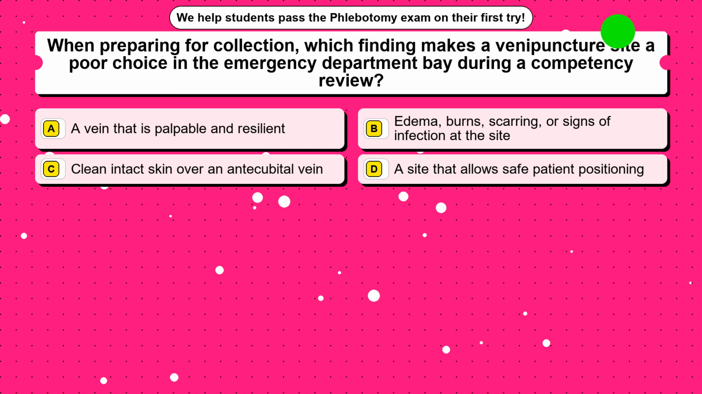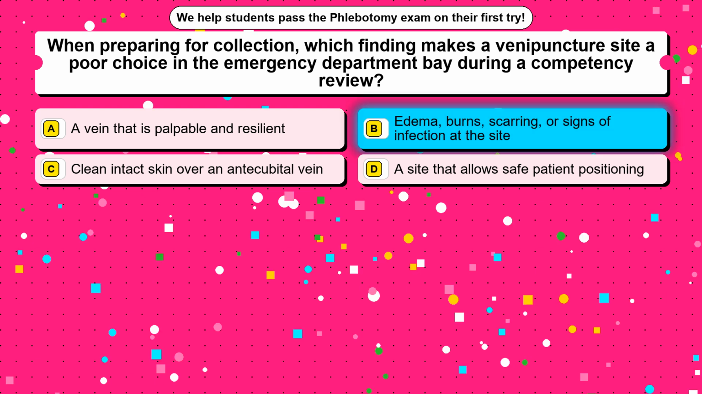Question 13. When preparing for collection, which finding makes a venipuncture site a poor choice in the emergency department bay during a competency review? Option A. A vein that is palpable and resilient. Option B. Edema, burns, scarring, or signs of infection at the site. Option C. Clean intact skin over an antecubital vein. Option D. A site that allows safe patient positioning.